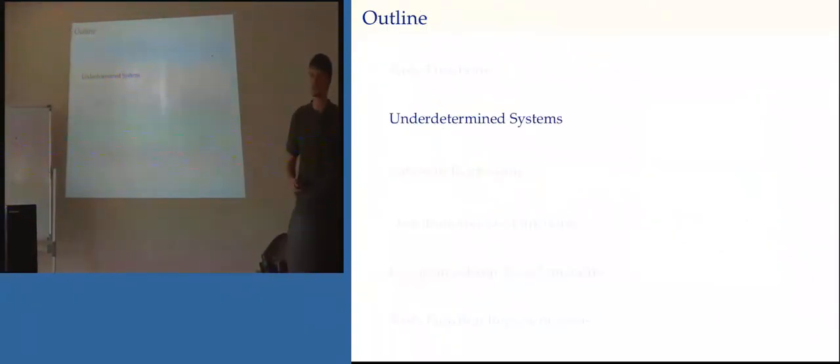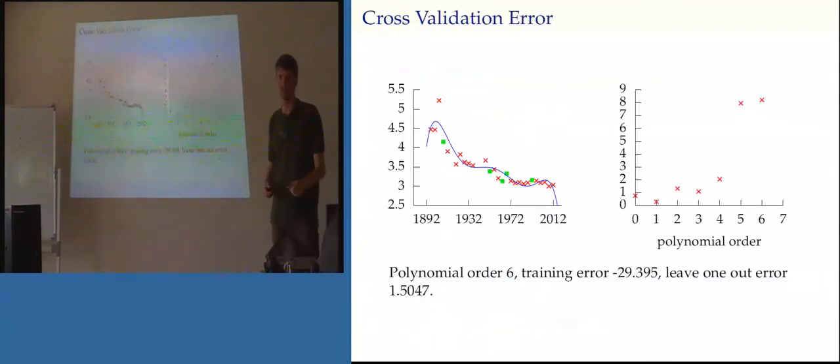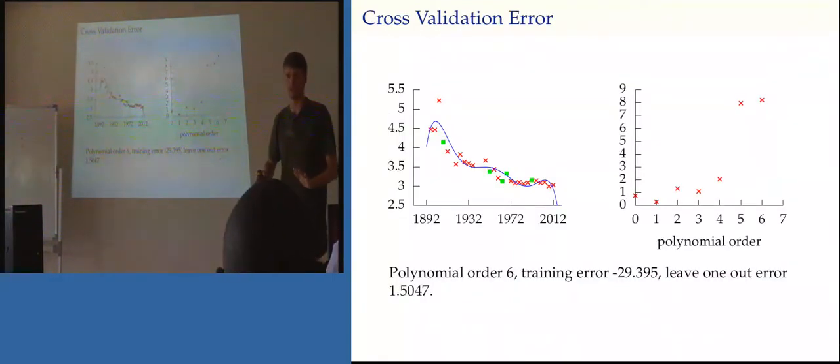I'm going to move on to underdetermined systems now, so I just want to stop there and check if there are questions about that, cross-validation and validation.